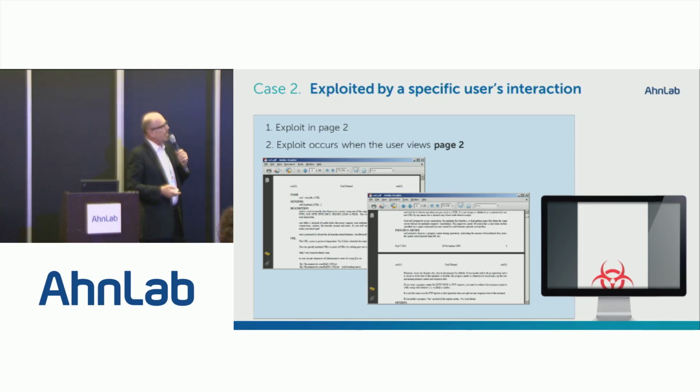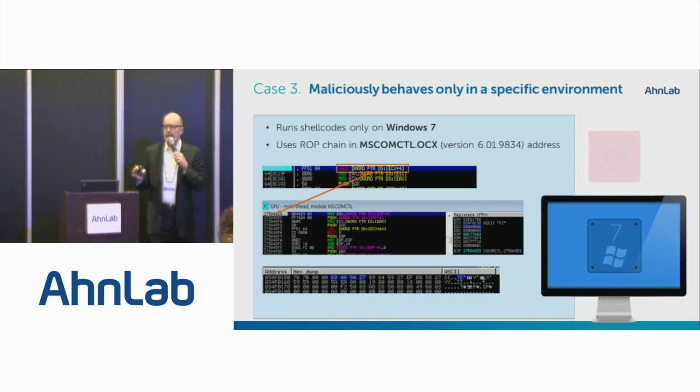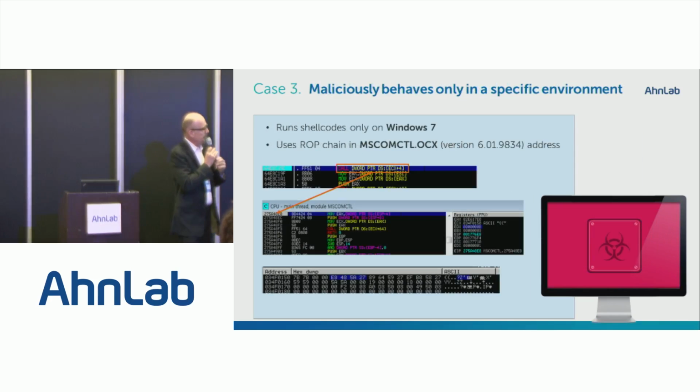Now, in the third case, the exploit occurs only in a specific environment. On the left, we see the assembly code. If you look inside this square here, there's an opcode. The hacker uses this code to perform malicious behavior through an ROP technique, but this only exists in Windows 7. In other Windows versions, such as Windows XP, there's another opcode in this area, so the malicious behavior cannot be activated.